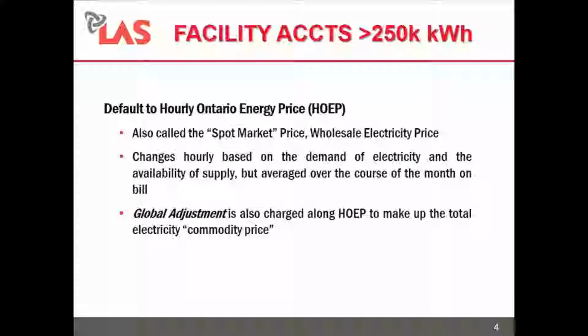That's the portion for the large volume customer, and we also mentioned there was global adjustment. The large customer also pays the global adjustment, and this is a monthly fixed rate, applied to the same usage on which you are charged the spot market. So let's move on to the next page.